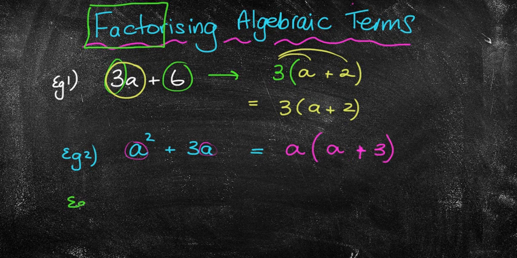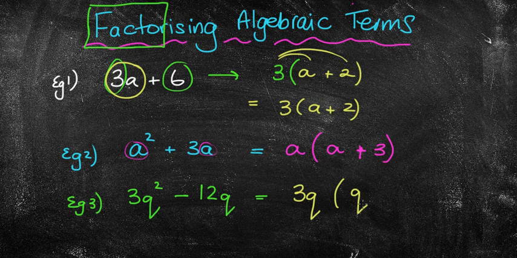A slightly more challenging one will be combining both the numbers and the letters. For example, 3q squared minus 12q. In this case, you might recognise that 3 is a factor of both. I'm going to put the 3 at the front. Q is also a factor of both. Open my brackets, 3q multiplied by q makes 3q squared. There's a minus, I'll put a minus there. 3q times positive 4 makes 12q, and there we go, we have our answer.